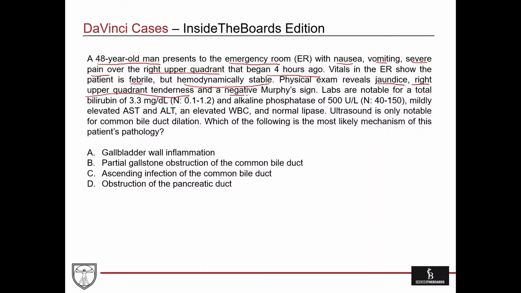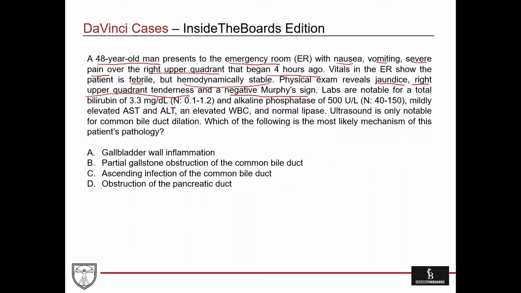And then he has a negative Murphy sign. So remember, a Murphy sign is where you press below the costal border, right where the gallbladder would be touching if it's really inflamed and enlarged. And this is actually pretty specific for acute cholecystitis. So the fact that he has a negative Murphy sign makes us a little less suspicious for acute cholecystitis, but nevertheless, it's still on our differential, maybe moved down a little bit.